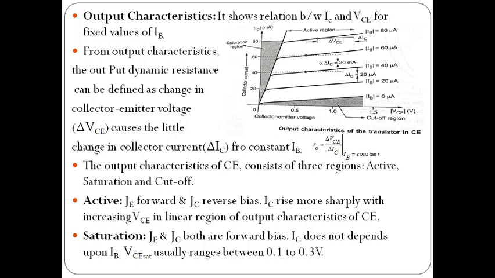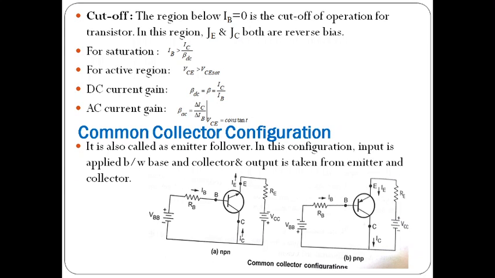In the saturation region, we said the emitter and collector junctions are both in forward bias. Here IC does not depend upon the input current IB. The output current IC does not depend upon the input current IB. This VCE sat usually ranges from 0.1 volts to 0.3 volts. In the cutoff region, below IB, the emitter and collector junctions are both in reverse bias. Here IB is almost 0.